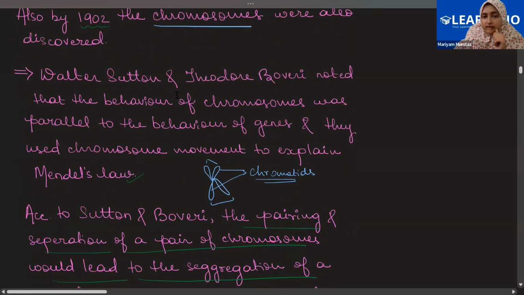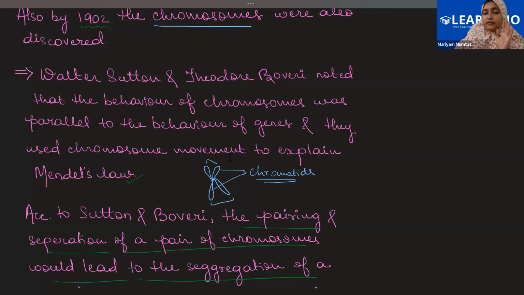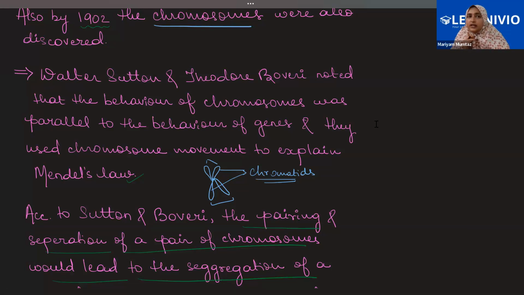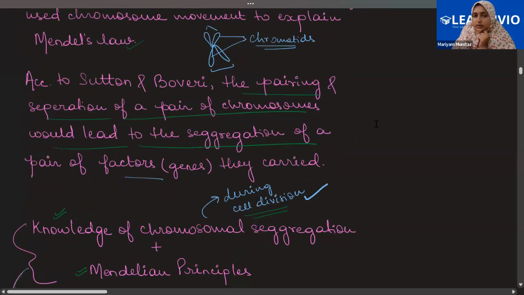Now, Walter Sutton and Theodore Boveri, two scientists, noted the behavior of chromosomes. This was parallel to the behavior of genes, and they used the chromosome movement to explain Mendel's law. Since the chromosome divisions were noticed, Sutton and Boveri noticed that the way the chromosomes behave, the same way the genes were also behaving. So they thought, okay, there may be some connection between them.